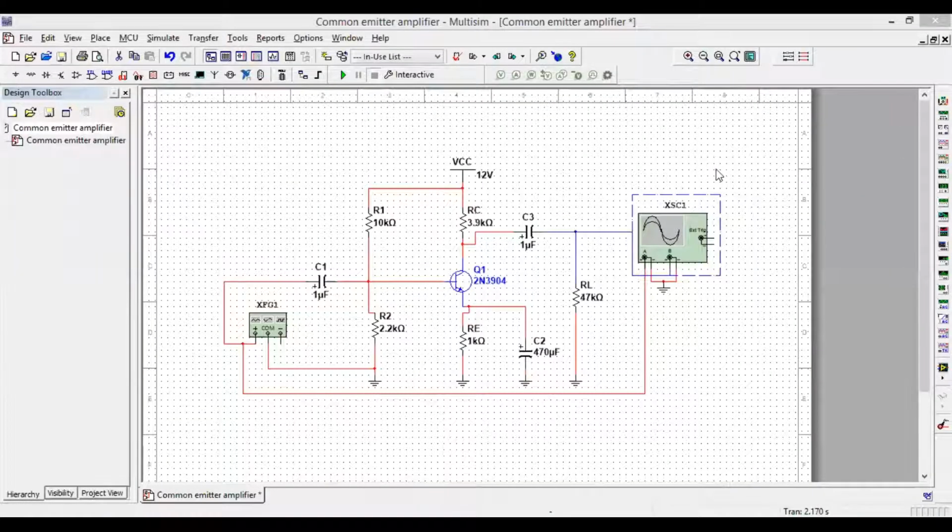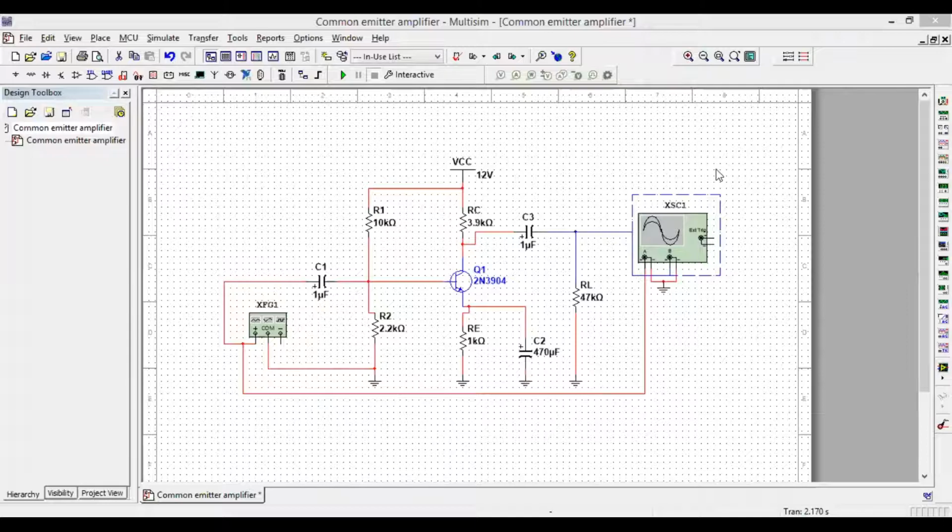Bismillahirrahmanirrahim. In our last experiments, we discussed the biasing techniques of bipolar junction transistors. In today's experiment, we will discuss the common emitter amplifier. When we use the bipolar junction transistor as an amplifier, we have three possible configurations.